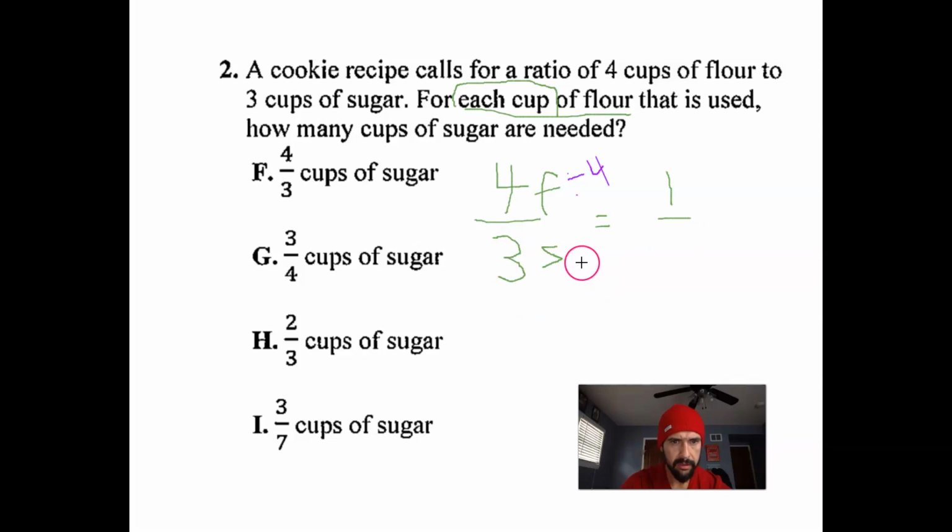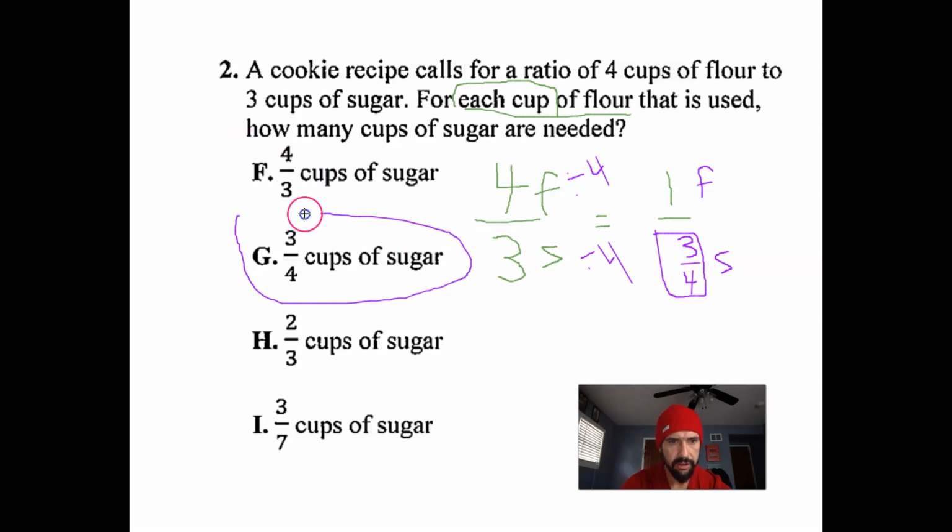So when I have 3 divided by 4, I can work it out on a calculator and get a decimal, but that's not what I need to do here because there's no decimals in my answer. So I'm just going to say 3 divided by 4, and I can just write it like this as a fraction. So for every 1 cup of flour, I need 3/4 cup of sugar. And that's my answer. Do I see 3/4 cup of sugar anywhere? I do. It's right here. It's G.